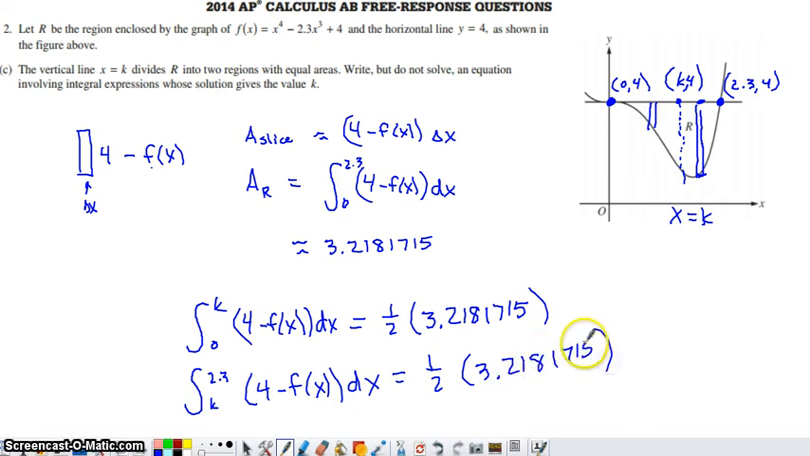So either of these would be acceptable. It does just ask for one, I believe, right? Yeah, it says write an equation, and we don't have to solve it, but either of these would be acceptable.